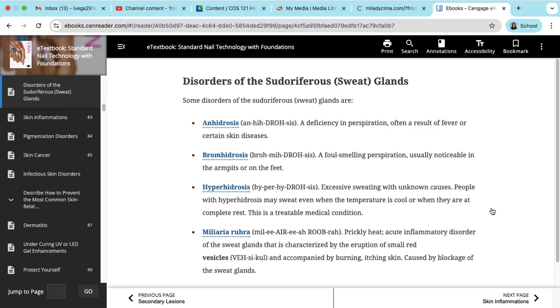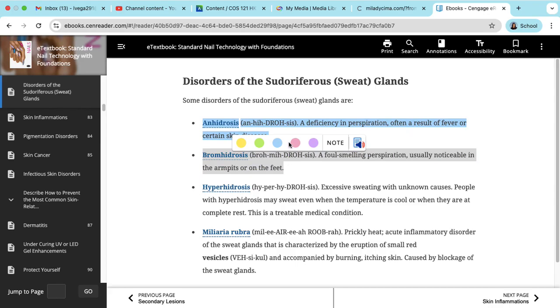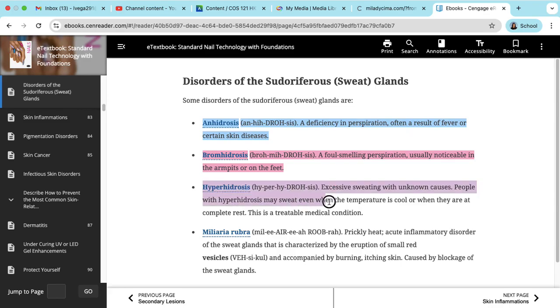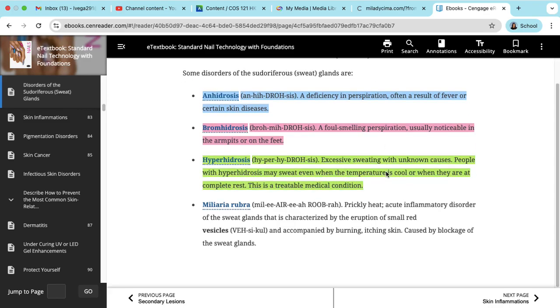Disorders of the sweat glands. We have anhidrosis, bromidrosis, hyperhidrosis, and miliaria rubra. Anhidrosis is when you have a deficiency in perspiration, in sweat. Bromidrosis is when you have a noticeable smell when you sweat. Hyperhidrosis is when you sweat too much. Miliaria rubra is prickly heat, an acute inflammatory disorder of the sweat glands characterized by an eruption of small red vesicles.